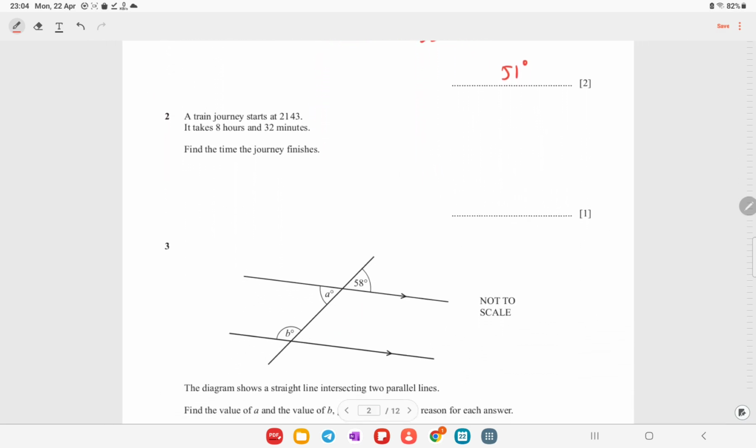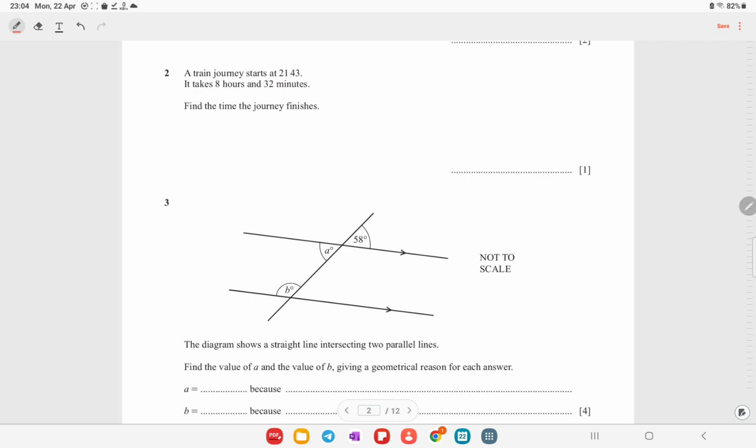Okay, moving to the next question, and it says that a train journey starts at 21:43. It takes 8 hours 32 minutes. Find the time the journey finishes. Okay, so if you see the difference, that is basically 9:43. So the difference between these two times is going to be 2 hours and 17 minutes. So if you subtract 8:32 out of 2:17, you will end up with 6:15. So this is going to be your time.